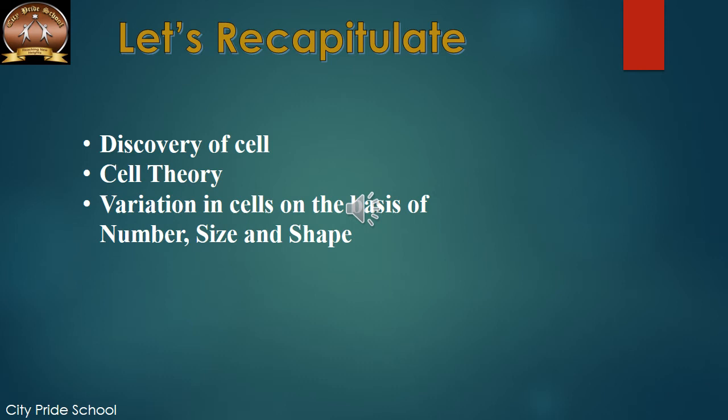Good morning, children. Now let's recapitulate what we were discussing in the chapter Cell. We had already discussed in the last class the discovery of the cell, how it was discovered by Robert Hooke. We spoke about the cell theory, that is, the cell is the structural and functional unit, and it all develops from pre-existing cells. We also discussed the variation in cells on the basis of number, size and shape.